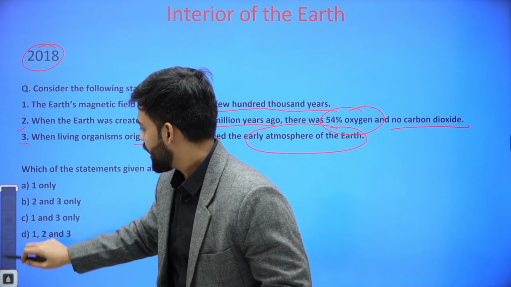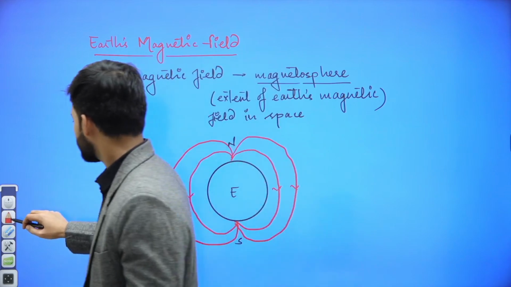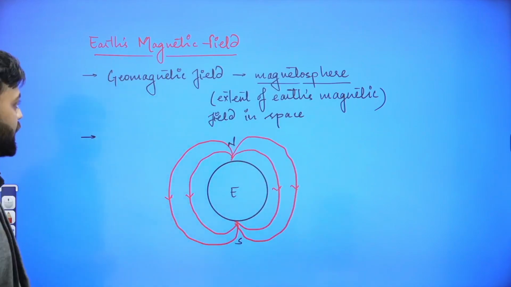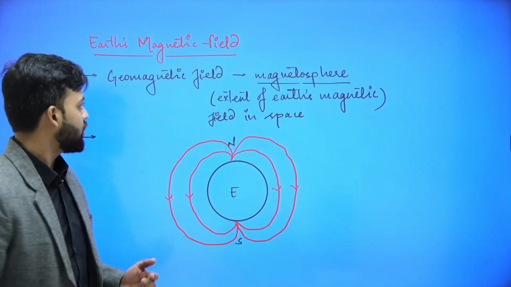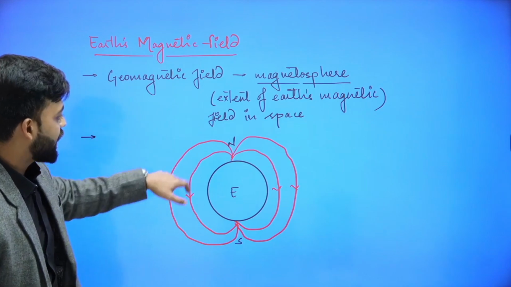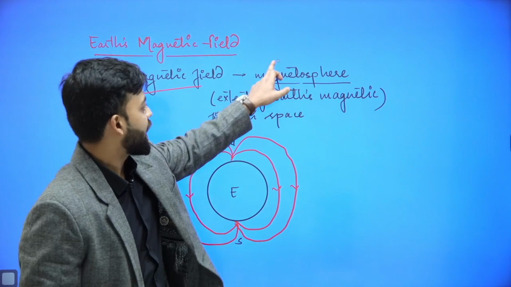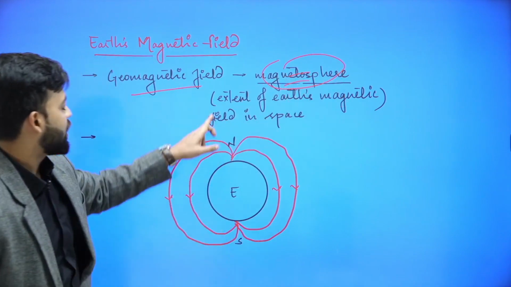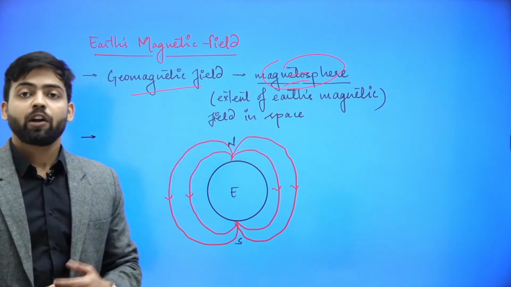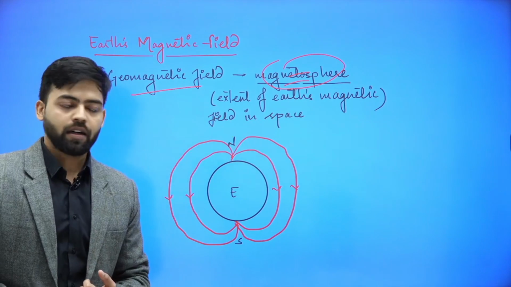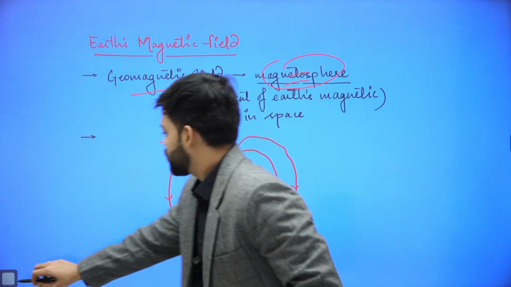Let's try to understand the basic concepts behind this. First, Earth's magnetic field. Earth is like a dynamo, and it creates magnetic field around it. So this geomagnetic field creates magnetosphere. This magnetosphere is the extent of Earth's magnetic field in space. Now, what is the role of magnetic field in Earth? Basically, they deflect most of the solar flares.